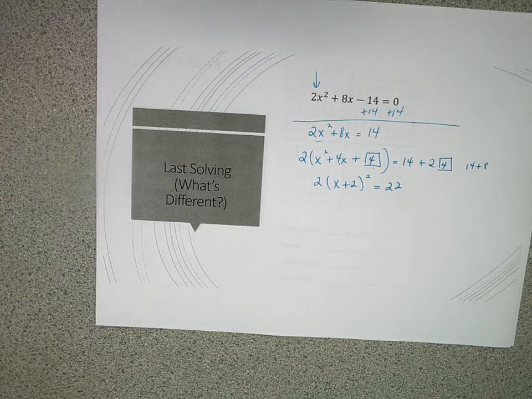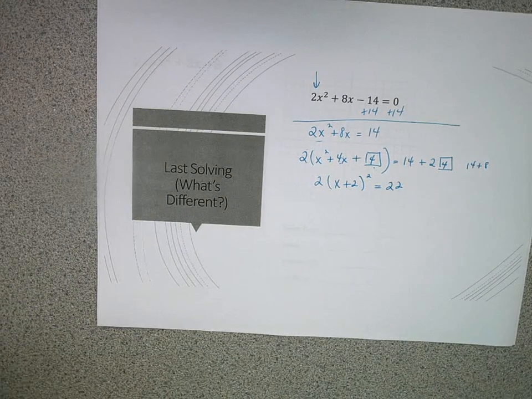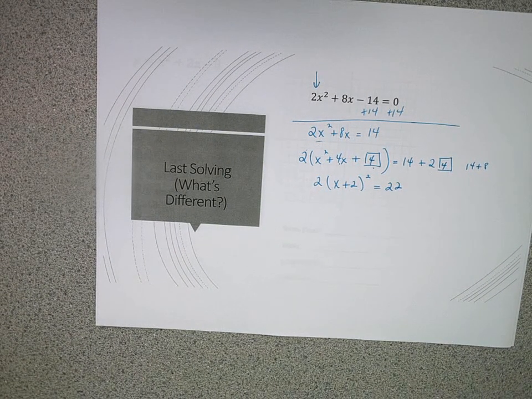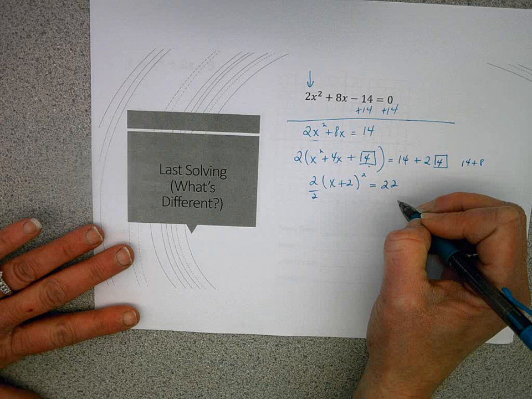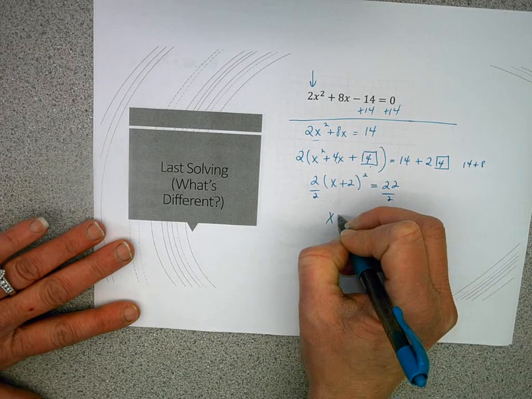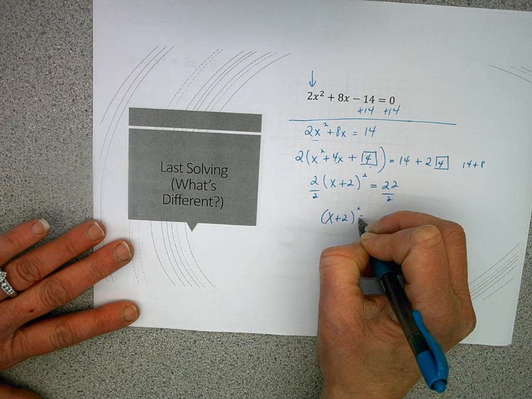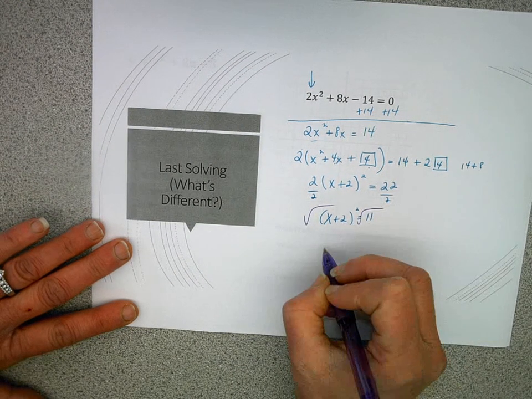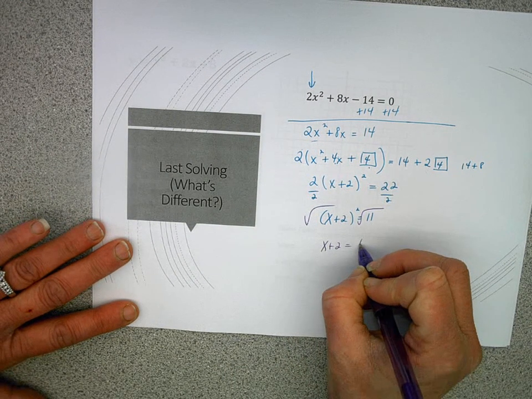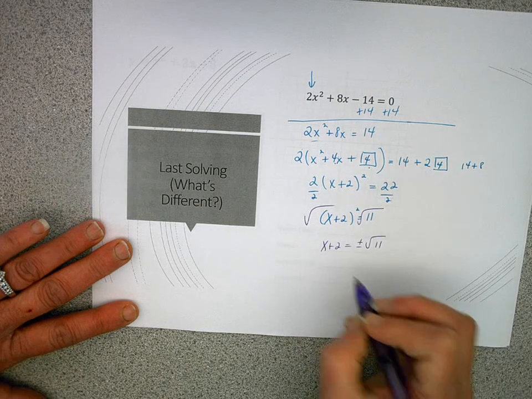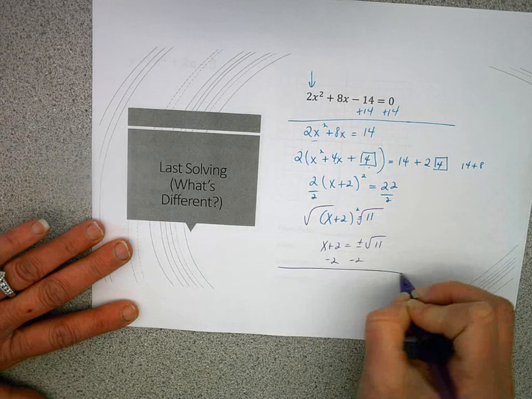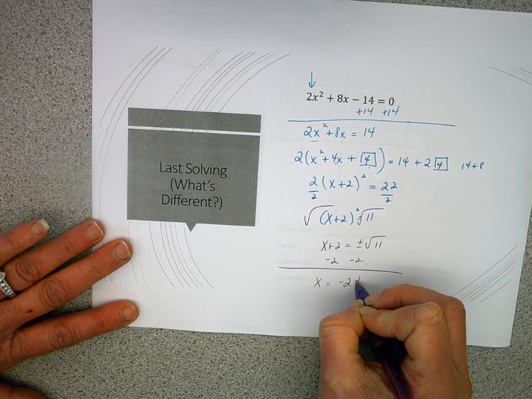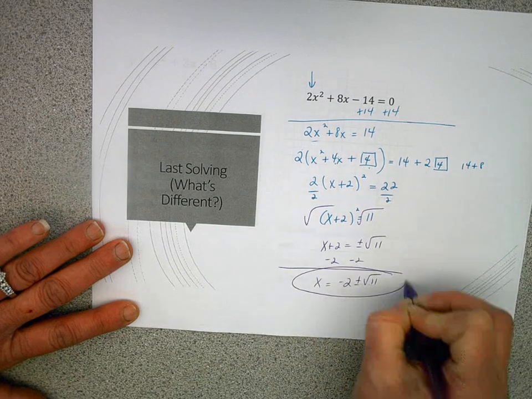Well, now this is back to last chapter. We're just going to solve by square rooting. What do we need to do first before we square root? Yeah, we need to divide by 2. So we get x plus 2 squared equals 11. Now we can square root both sides. So we get x plus 2 equals plus or minus radical 11. And to solve for x, we would subtract 2. So our answer would be negative 2 plus or minus radical 11. And again, if you want to write it as 2 separate ones, you can, but you don't have to.